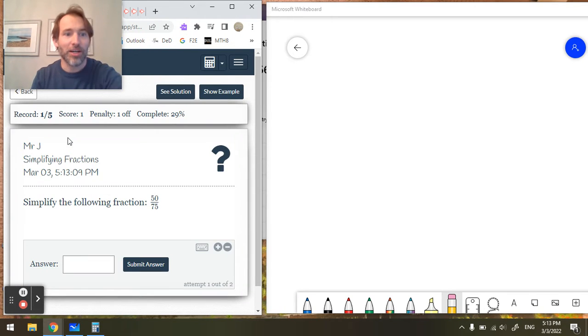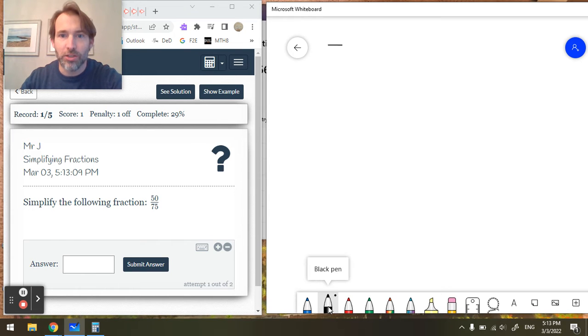So simplifying fractions is our first one. 50 over 75. All right, so we want to write this in as simple a way as possible. So the first thing I might do is copy this question down, 50 over 75, for super clarity. And then I can find a new way to write that. I can do that with factor trees.